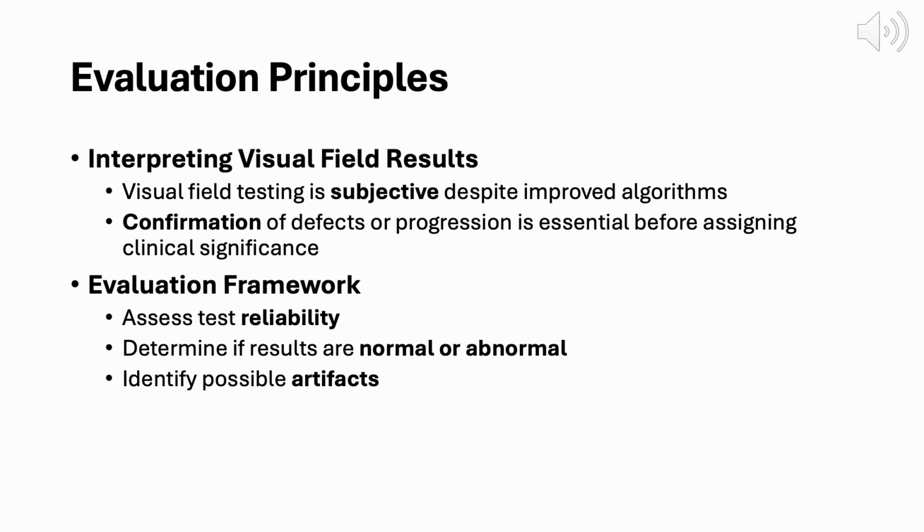Next is the evaluation framework. First, assess how reliable the test is. Were there excessive fixation losses or false positives? Then, determine whether the field is normal or abnormal based on expected patterns. Finally, look for any artifacts that could explain unexpected findings. Having a structured approach helps avoid overcalling disease and ensures we don't miss real progression.